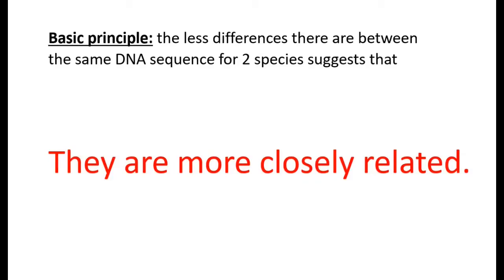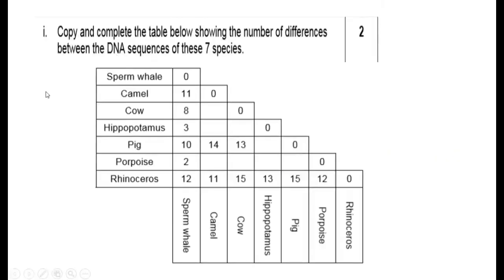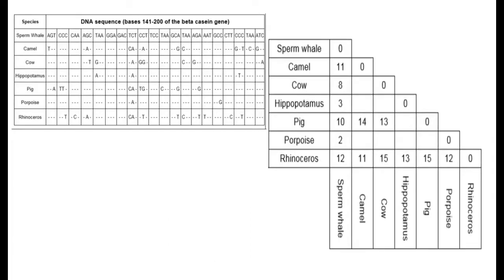In the previous examples, it was, for example, a bigger number of bone similarities. In this case, it's a bigger number of common nucleotides. But the principle is the same. Okay, the first question of this Bac exercise is the following. Copy and complete the table below showing the number of differences between the DNA sequences of these 7 species. Just like for other characteristics, you need to do a characteristic grid. But instead of counting number of bones, for example, in this case, it's simply the number of differences between the DNA sequences.